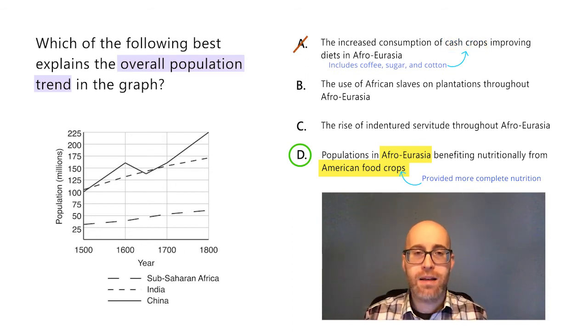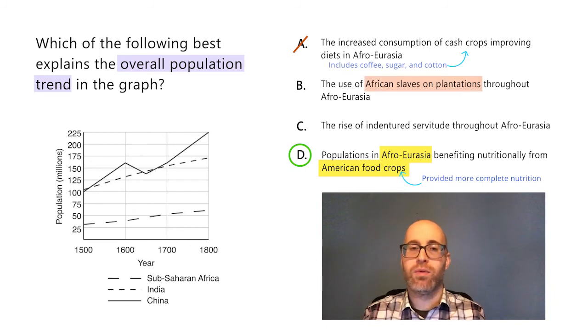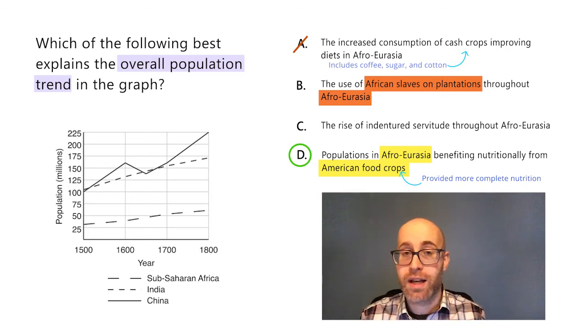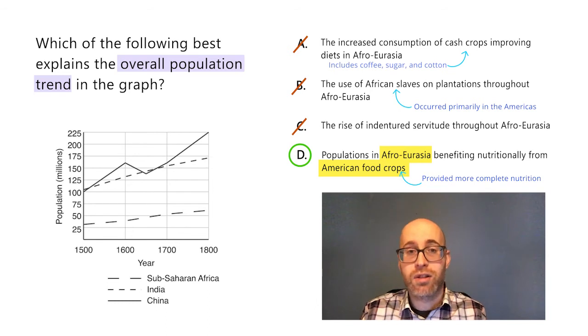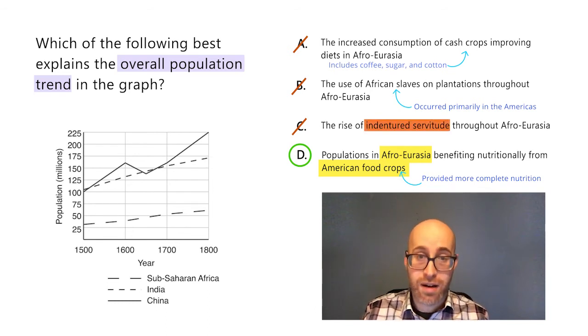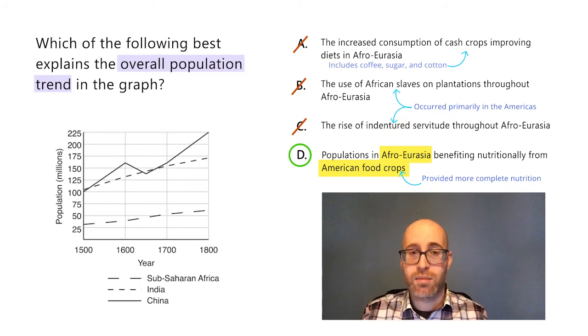Now, choice B mentions African slaves working on plantations in Afro-Eurasia. This is a tempting choice because, of course, African slaves did work on plantations, but they worked on plantations in the Americas, not in Afro-Eurasia. And actually, choice C is wrong for the same reason. Indentured servitude was common in the Americas, not in Afro-Eurasia. So B and C are wrong for the same reason. Cross them off, and then you're left with choice D.